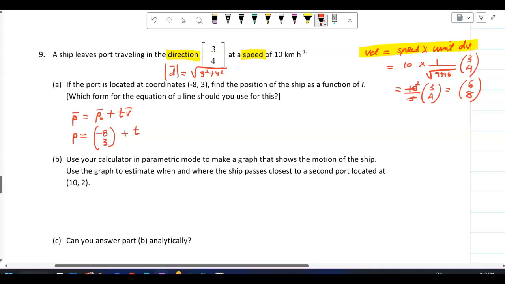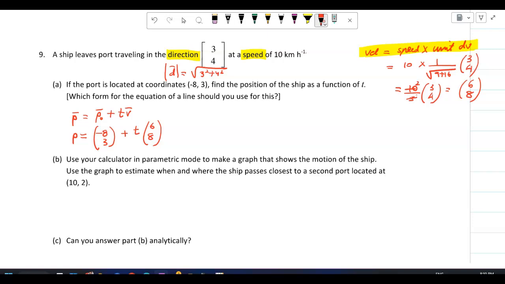Plus your velocity 6, 8 times the time of travel, the time from leaving. So basically, when time is 0, it's at the port. And T minutes after, T whatever after. So 1 hour after leaving, it will show the position at that point. 2 hours after, it will show the position at that point. So it's basically a function of time.